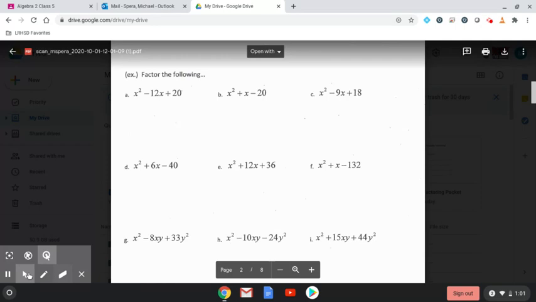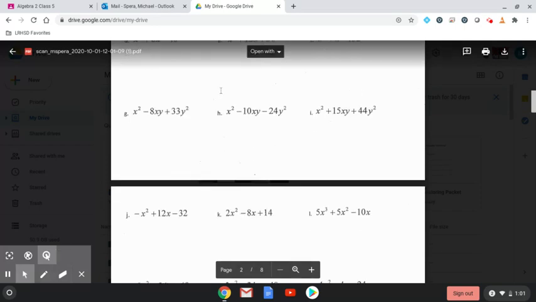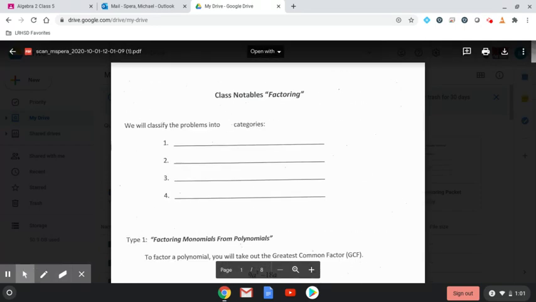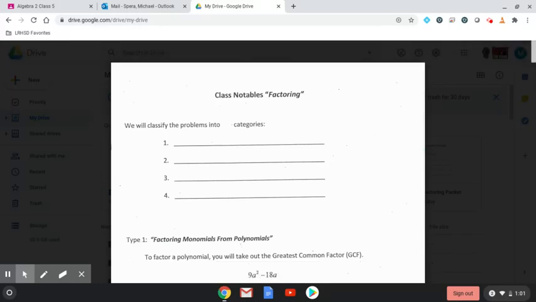Just going to get us set for our next topic, our next lesson, and that next lesson is going to be about factoring. So probably the most important thing that we're going to do this year is understand how to factor and how to solve quadratics. Those are the two biggest, most important things that we need to accomplish this year in Algebra 2.